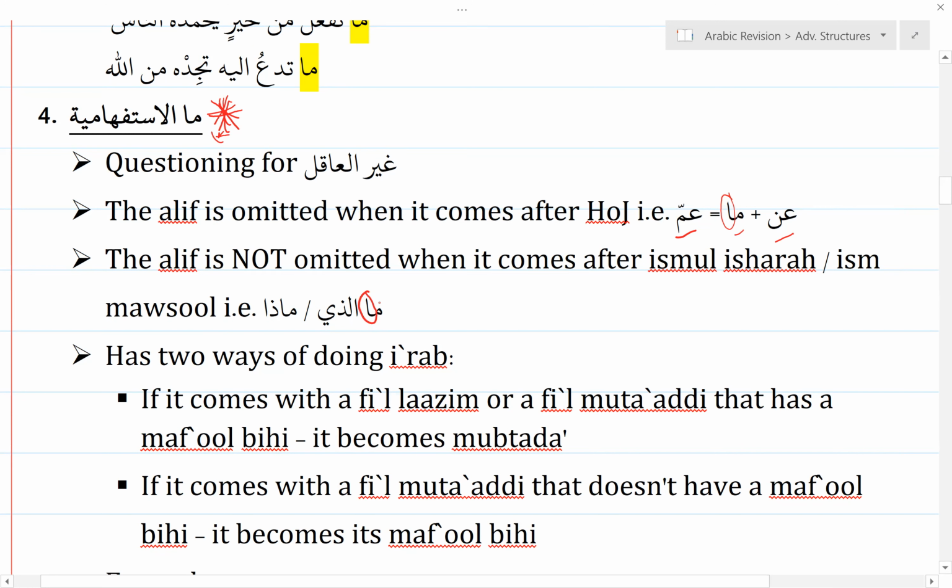And we said that the alif does not disappear with this too, but with a harf of jar, it disappears. So for example, in the Quran, it says, فَلْيَنْظُرِ الْإِنسَانُ مِمَّا خُلِقَ. So this is min, harf of jar, plus ma, questioning word. And that's why the alif disappears.